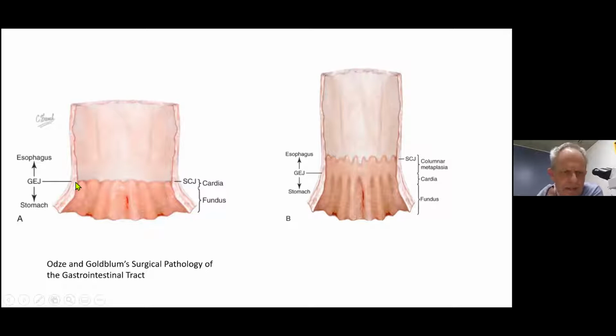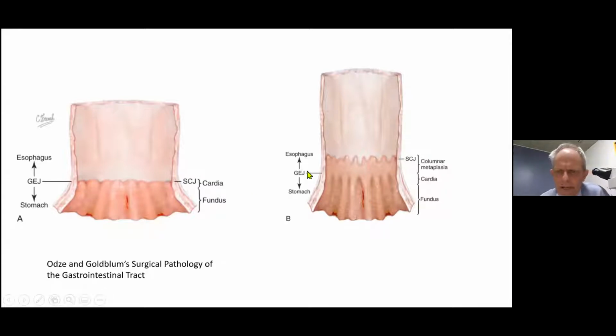Now, normally the gastroesophageal junction is... my pointer keeps disappearing. The gastroesophageal junction marks the most proximal point of the gastric folds with the esophagus, and you see that there. And the squamo-columnar junction, as its name implies, is the junction between the squamous epithelium and the columnar mucosa. Now, ideally, the two junctions should coincide.